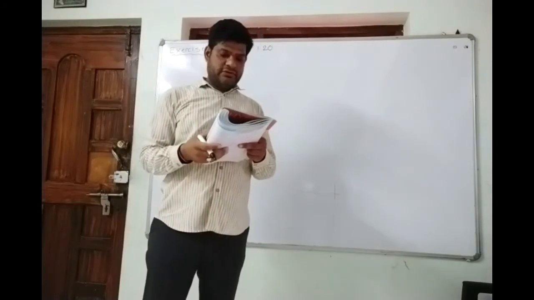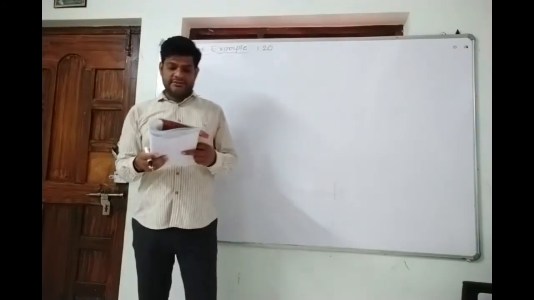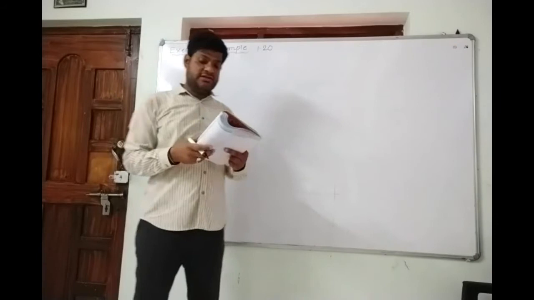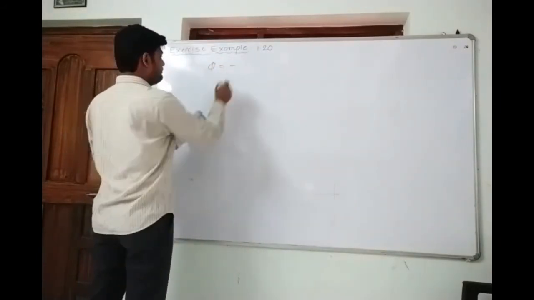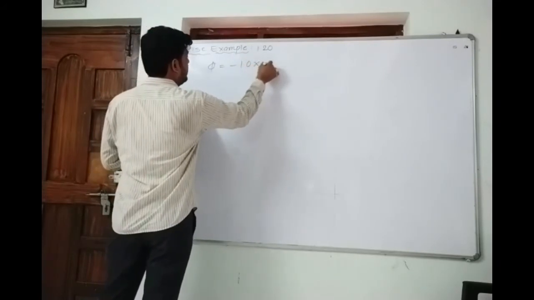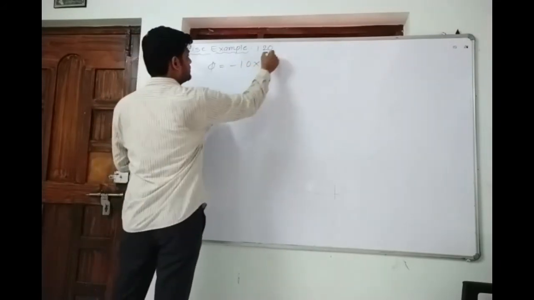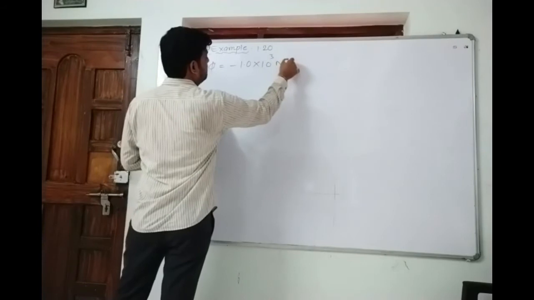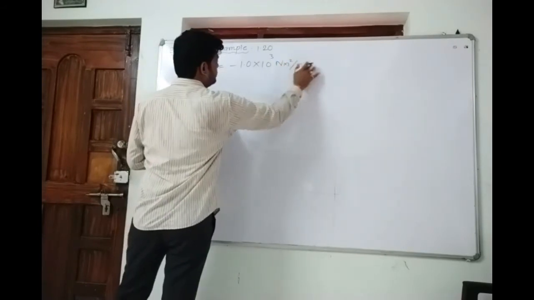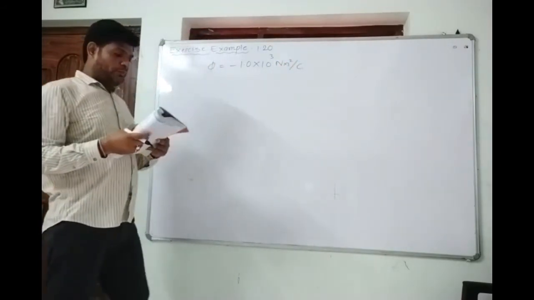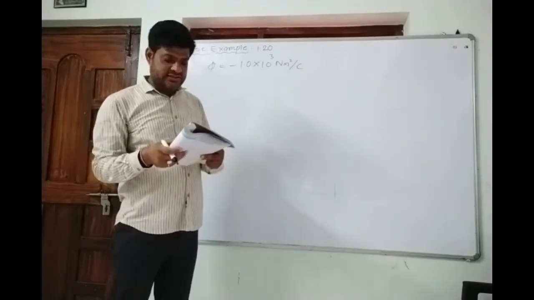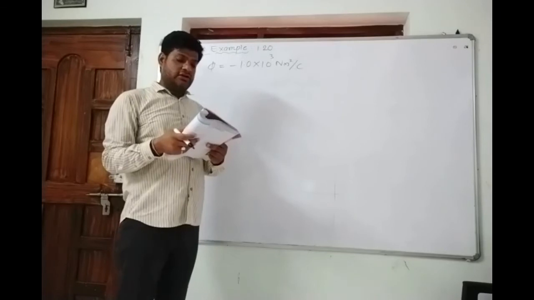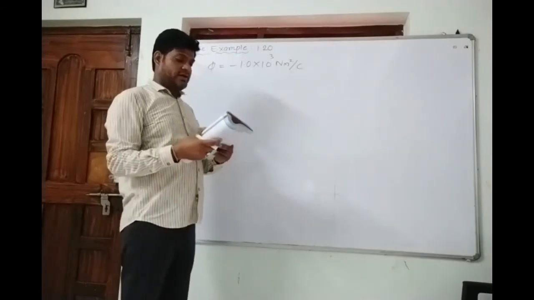See what is given over here. A point charge causes an electric flux equal to minus 1.0 × 10^3 Newton meter square per coulomb to pass through a spherical Gaussian surface of 10 cm radius centered on the charge, right?